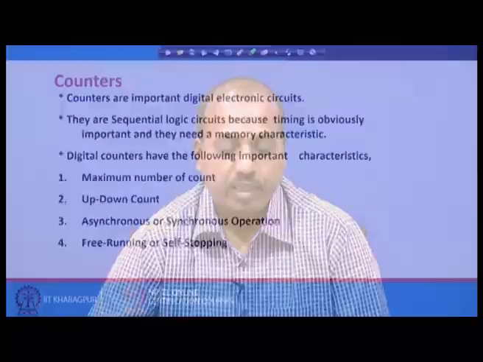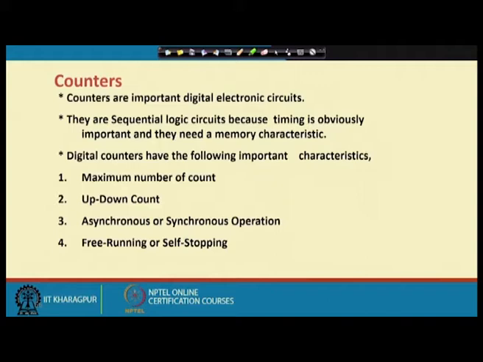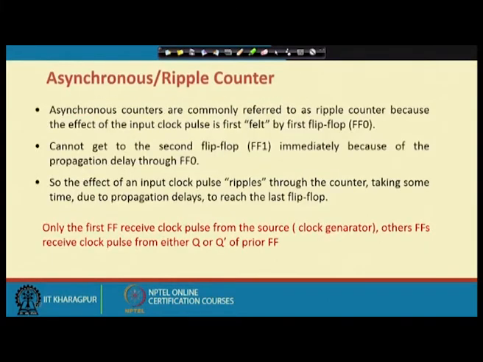As soon as we power on the system, the counter may start running continually without any intervention from outside, or it may be self stopping: after the counter has reached a particular final value, it stops at that point. Depending upon the type of application, we have to choose a particular type of counter. In our course, we will be looking into how to design these different types of counters.